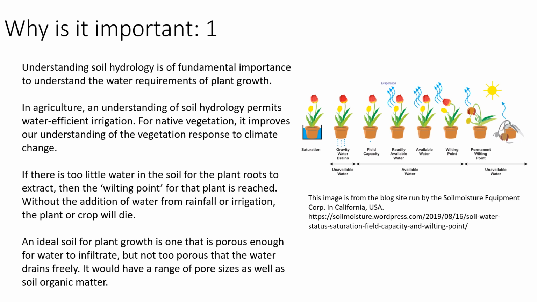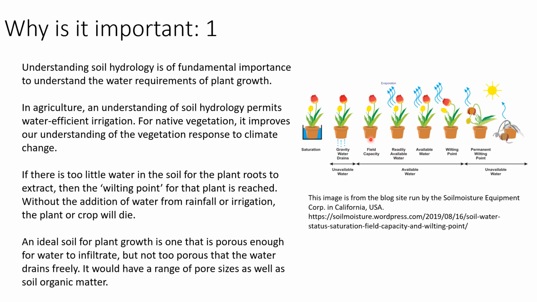The example on the right-hand side shows the different states of soil moisture, shown here on the lower half of the figure, compared to the state of the plant. In this case, it looks like it's a tulip in a plant pot. So we start with the water being saturated. It's actually sitting in water, and as you allow that to drain, you come to a point where no more water leaves, and that's the field capacity.